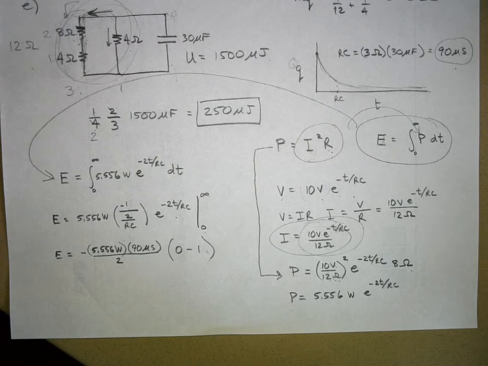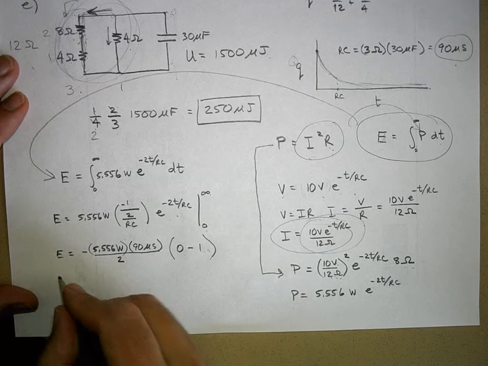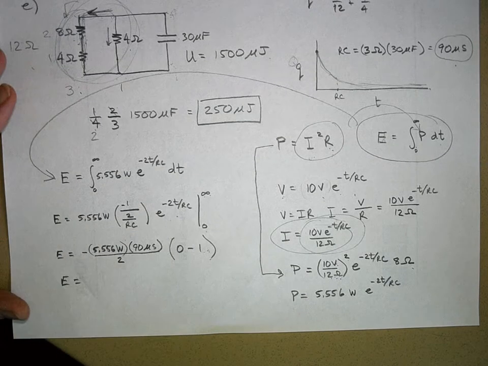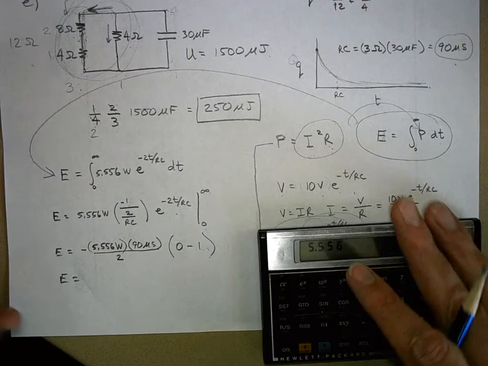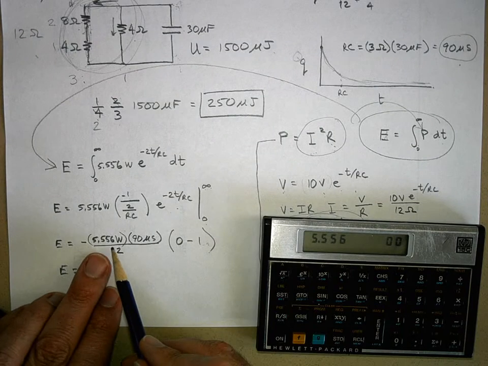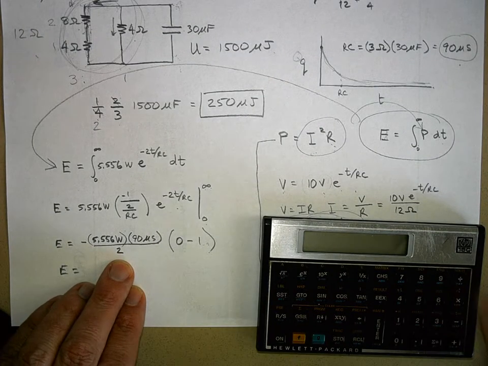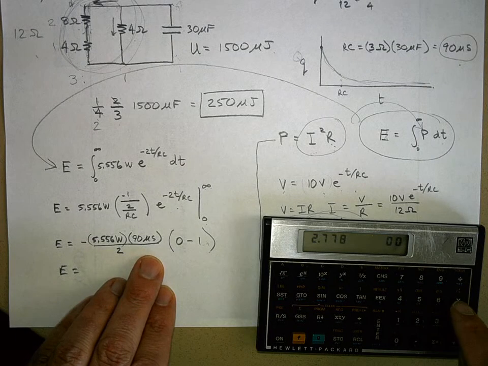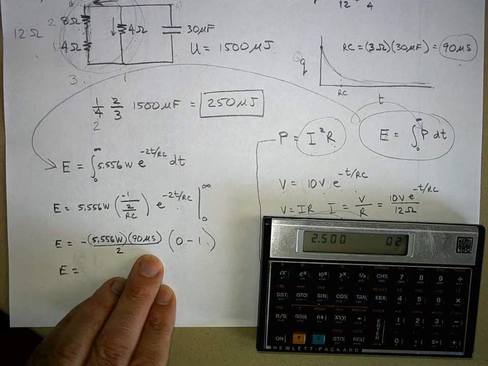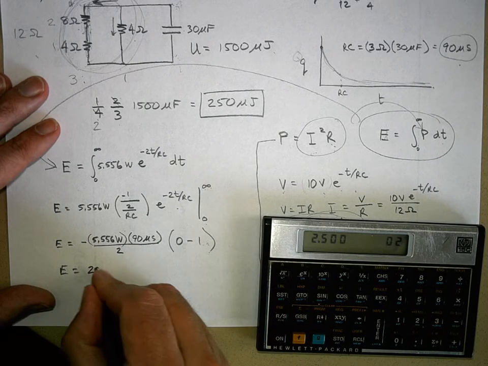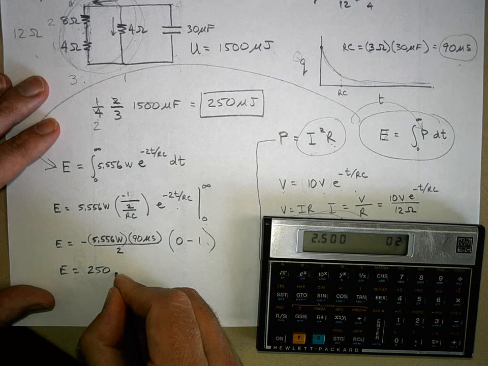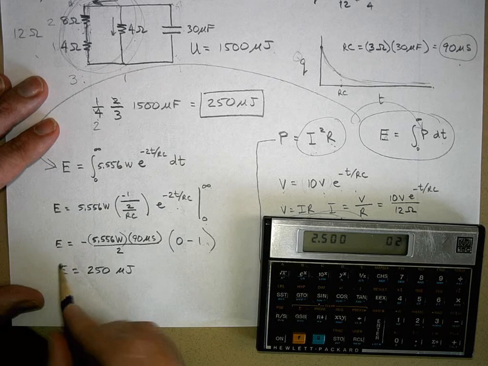So the negative goes away. So E, the energy dissipated, is equal to this 5.556. Let's see, let's divide it by 2. Let's multiply by 90. And hopefully, woohoo, I get it. 250 microjoules, which is the correct answer.